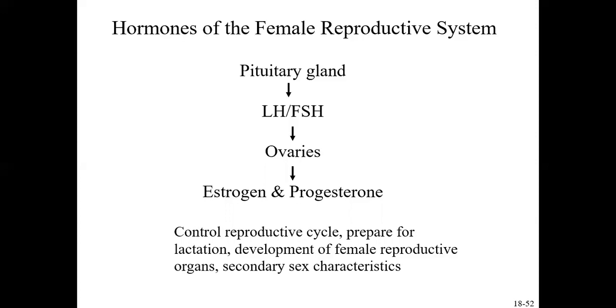And of course, in this case, we're talking about the anterior pituitary gland, and that causes LH and FSH to be produced and released. For females, that's going to the ovaries, and the ovaries will produce estrogen and progesterone. Both of these help to control the reproductive cycle. The ovarian cycle helps to prepare for other conditions such as lactation, female reproductive organs, mainly the ovaries, and also secondary sex characteristics.